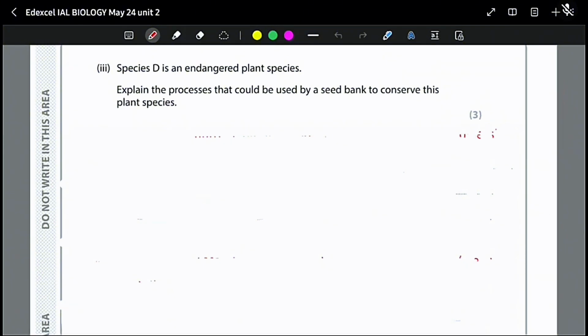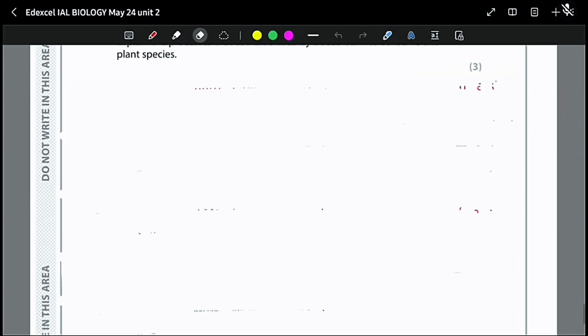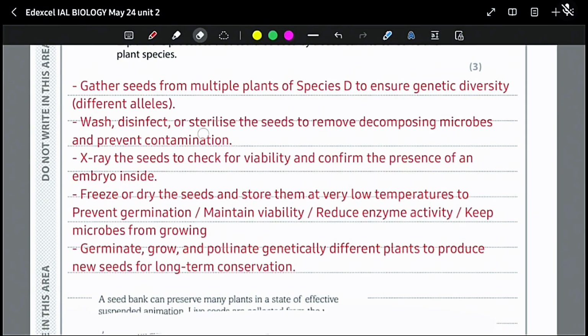Then we freeze, or we can dry the seeds and store them at very low temperatures, to prevent germination, maintain viability, reduce enzyme activity at lower temperatures, or keep the microbes from growing. And lastly, we germinate, grow, and pollinate the genetically different plants so that we can produce new plants for long-term conservation. So this is the answer.